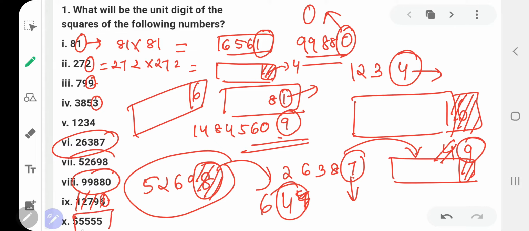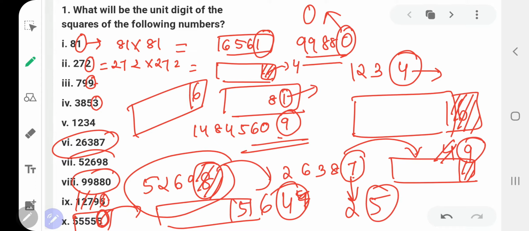Then you have 55555. So the last digit of the given number is 5. And when you take the square of this number, 5 squared is 25. So the unit digit is 5. So the unit digit of the square of this number will also be 5. So always remember that however big a number is given, look at its unit digit, square it, and the unit digit of that square will be the unit digit of your final square number. Getting my point clear?